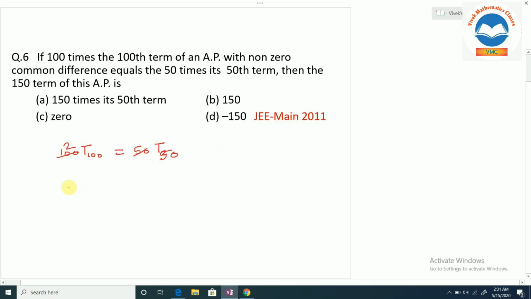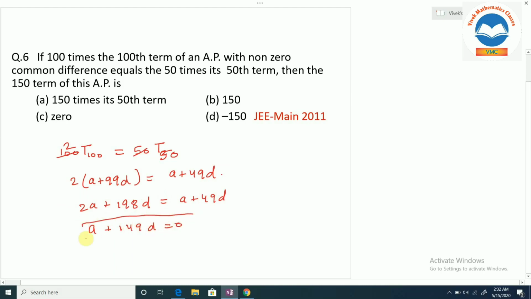Substitute the T100, which will be A plus 99D. Then 2 times (A plus 99D) will be equal to A plus 49D. Multiply this, you will get 2A plus 198D equal to A plus 49D. Bring everything to the left side. 2A minus A will be A, plus 198 minus 49 will be 149D, equal to 0. This we are getting as equation number 1.